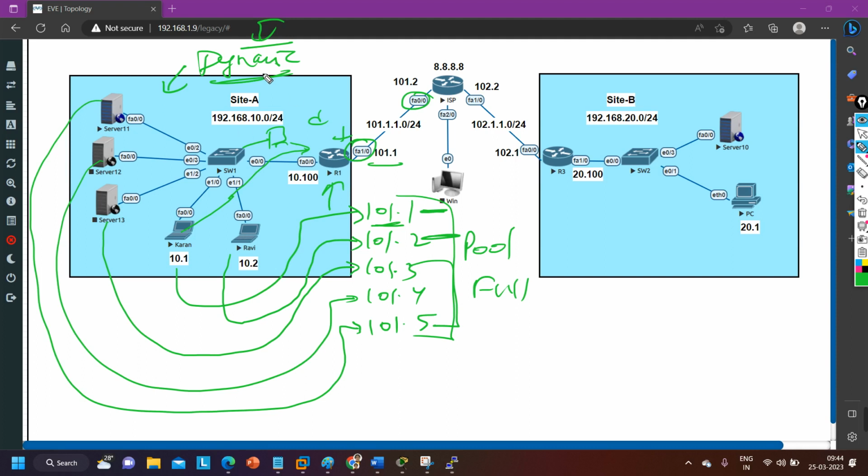In dynamic NAT, there is a problem. Suppose you have created a pool of 5 IP addresses. That means only 5 devices can communicate to the internet at a time. At the same time, not more than 5 users can access the internet in dynamic NAT. And suppose Karan has received the reply message. So it will free this IP address. So now this public IP address is free. So next time when this machine generates traffic for the ISP, it will translate into this public IP address. This is how dynamic NAT will work.